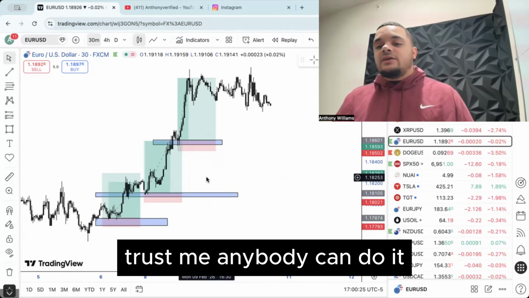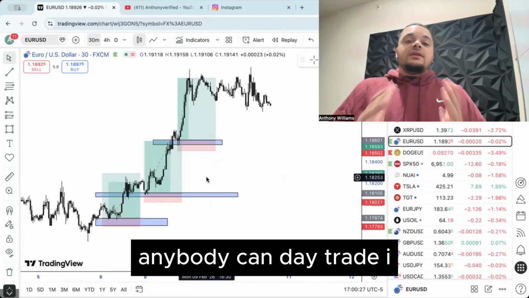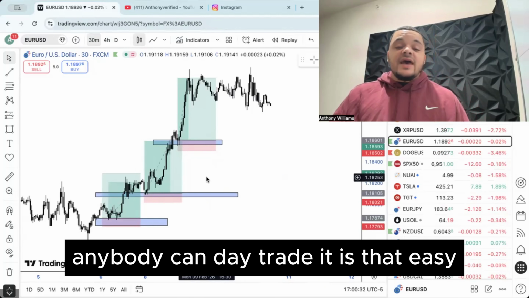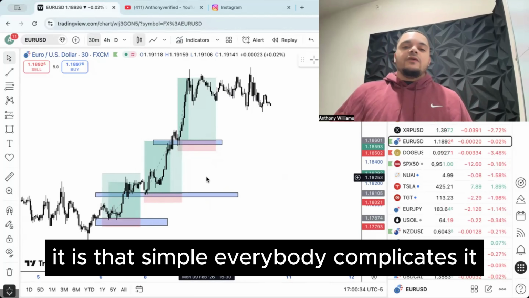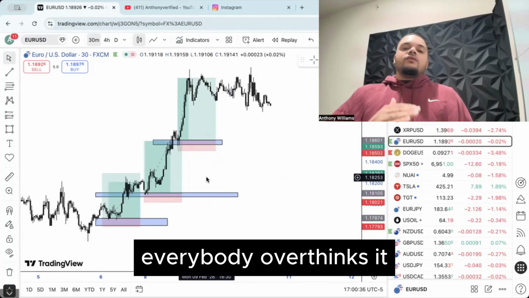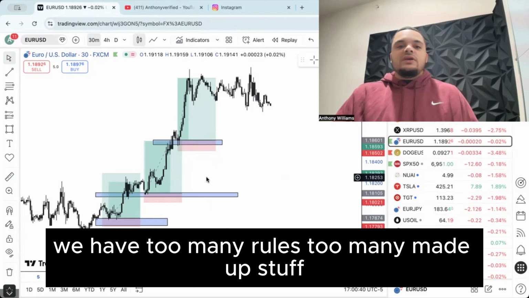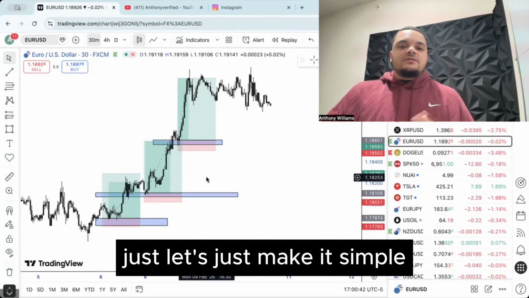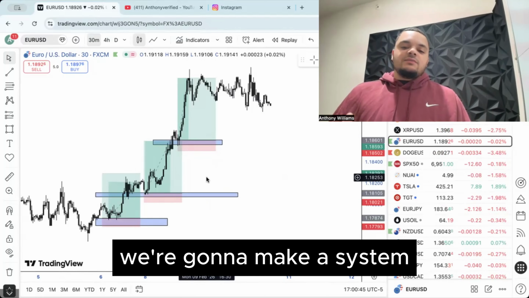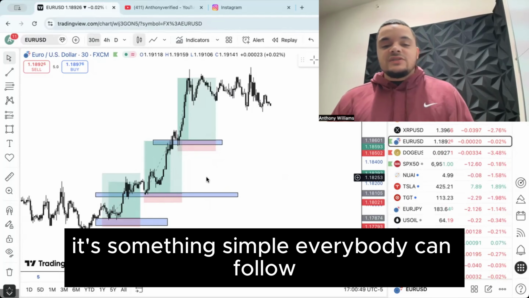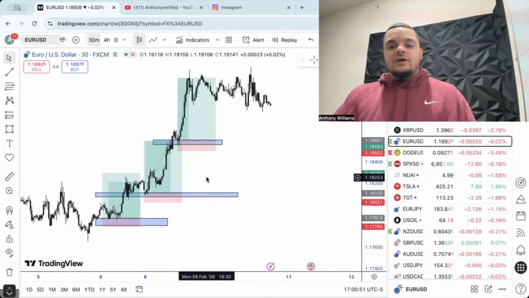Trust me, anybody can do it. Anybody can day trade. It is that easy. It is that simple. Everybody complicates it. Everybody overthinks it. They're listening to too many people. We have too many rules, too many made up stuff. Let's just make it simple. We're going to make a system. Everybody has their own little strategy. I do a system. It's something simple everybody can follow.